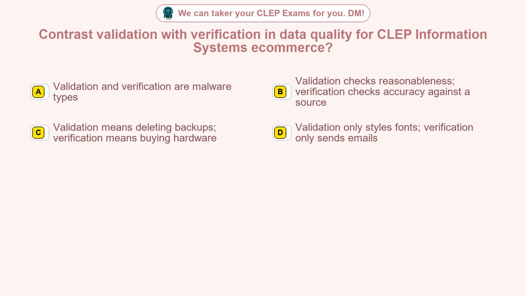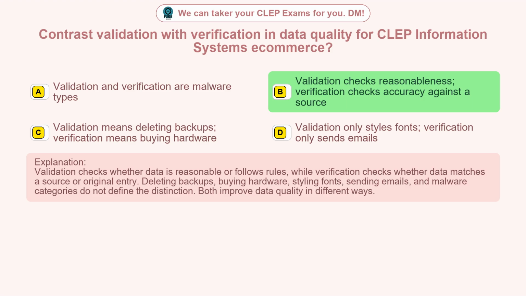Question 87. Contrast validation with verification in data quality for CLEP Information Systems Ecommerce. Option A, validation and verification are malware types. Option B, validation checks reasonableness, verification checks accuracy against a source. Option C, validation means deleting backups, verification means buying hardware. Option D, validation only styles fonts, verification only sends emails. The correct answer is option B, validation checks reasonableness, verification checks accuracy against a source.